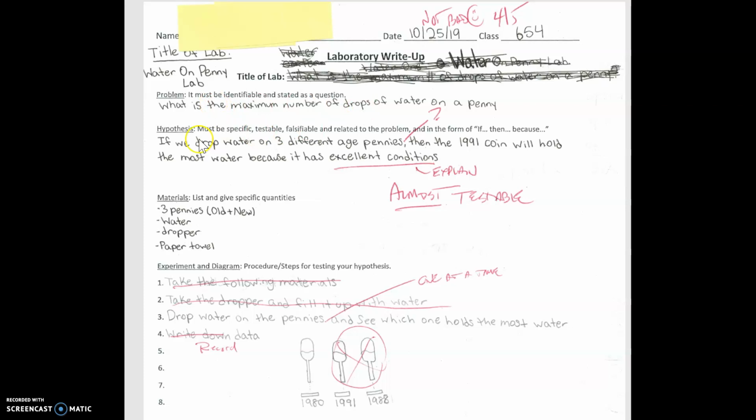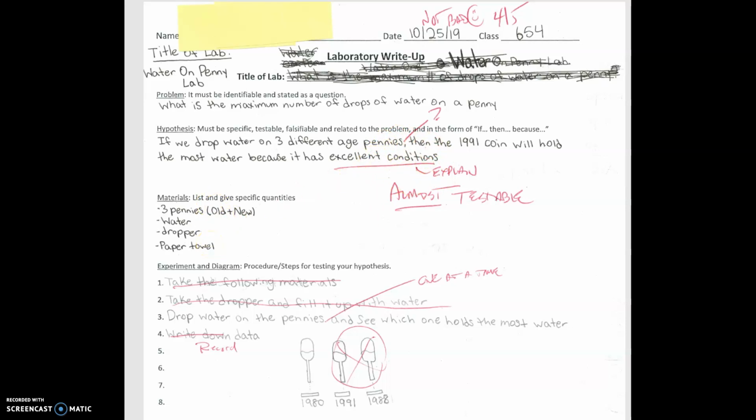Hypothesis: if we drop water on 3 different age pennies, I would like to know what the ages are, because if you don't know what they are, you can't do the lab. It's not testable. But this was almost testable because this was about the best I saw today. Then the 1991 coin will hold the most water because it has excellent conditions. Maybe you could explain what those conditions are. Maybe the ridge around the outside, maybe not as flat.